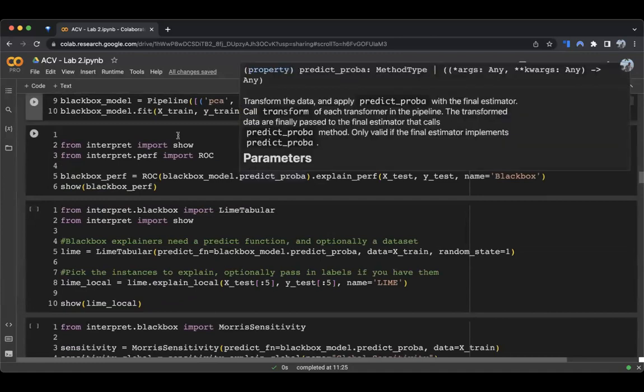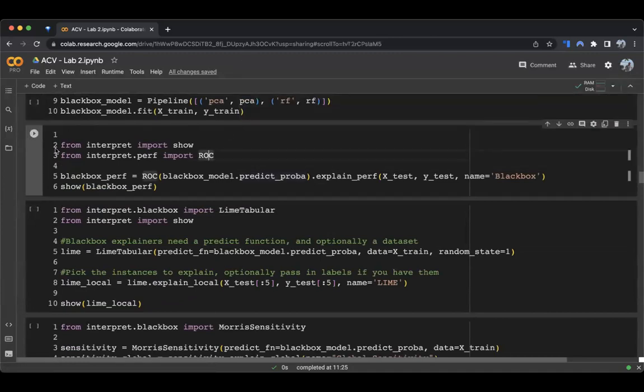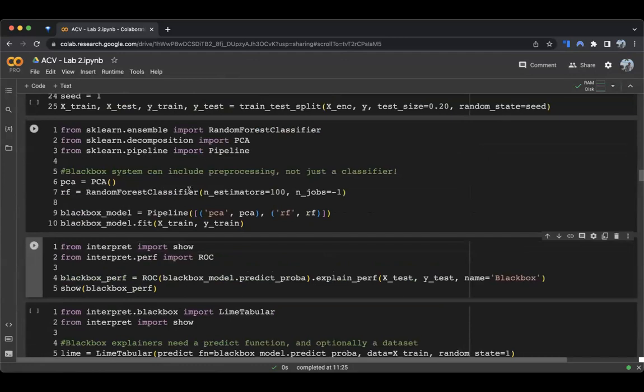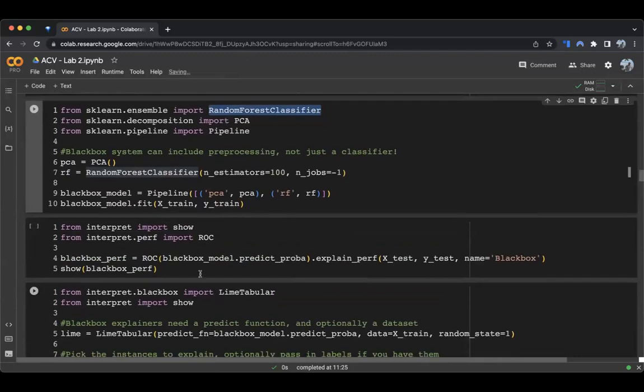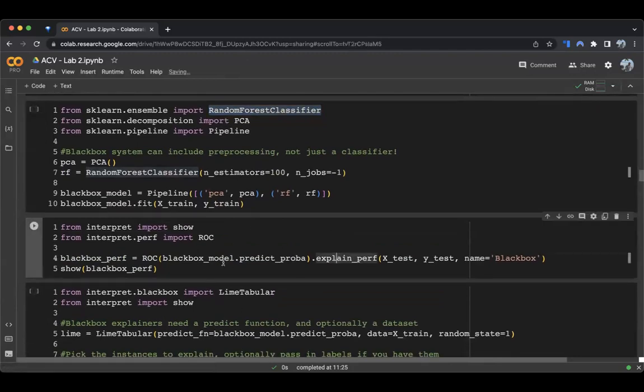So here we will be doing the exact same thing, but instead of a white box or glass box model, where the interpretability is part of the model itself and your model is extremely interpretable, here you could replace, for example, a random forest with a neural network, which is extremely hard to interpret, and still get the same results as we have seen before.